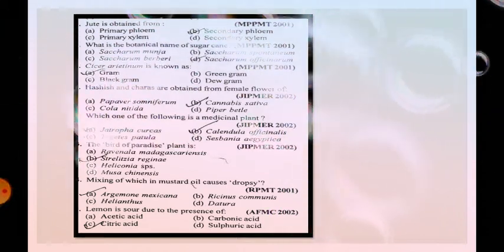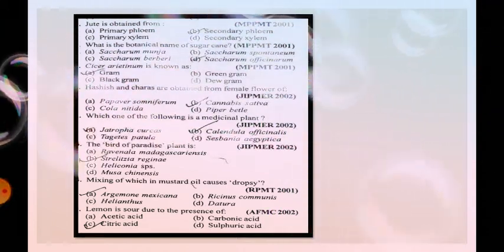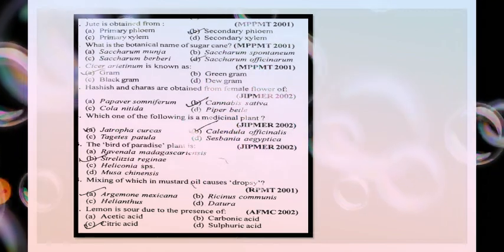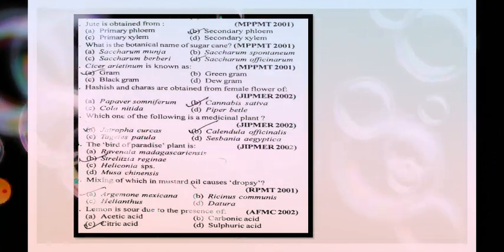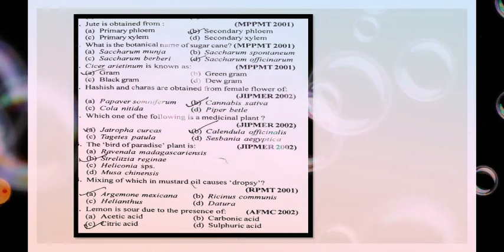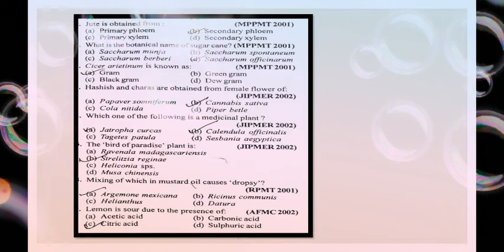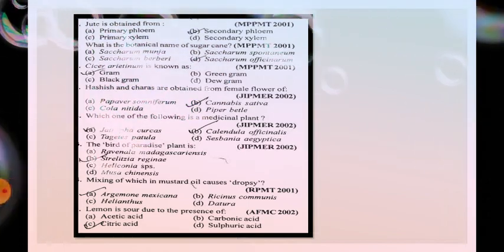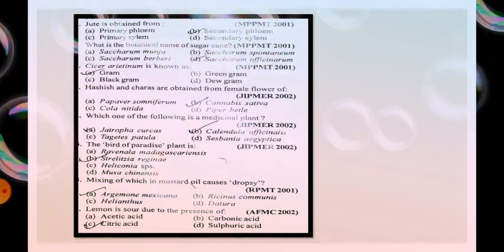Which plant is known as the bird of paradise? Here are the options: Ravenala madagascariensis, Strelitzia reginae, Heliconia species, and Musa sinensis. So the second option, Strelitzia reginae, is the bird of paradise plant.